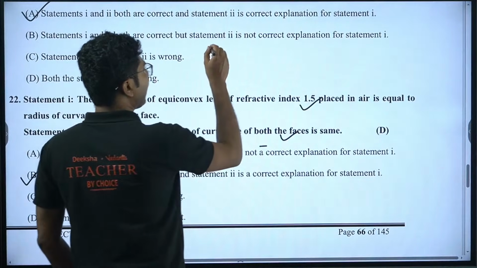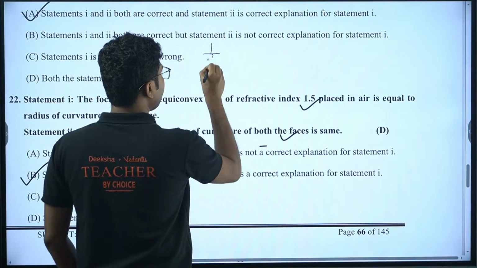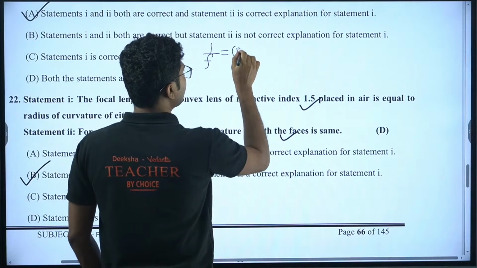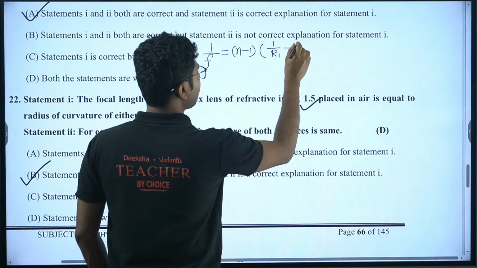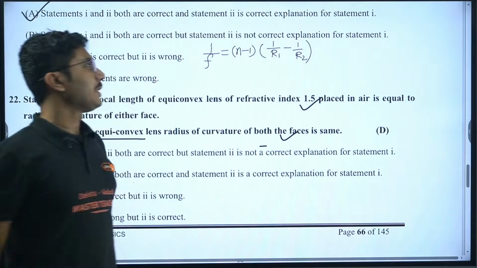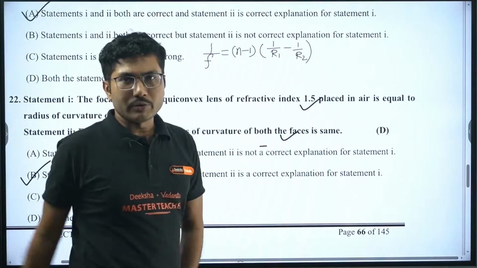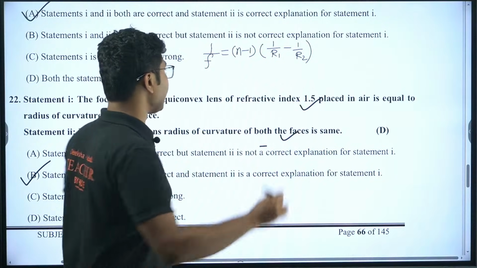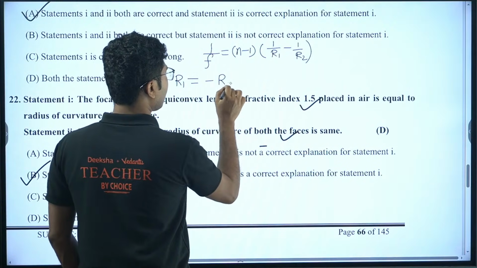So we know that from lens maker's equation, what is lens maker's equation? 1 by f equals n minus 1 into 1 by r1 minus 1 by r2. This is the formula. Now if it is not an equiconvex lens, then r1 is not equal to r2. Right, but in case of equiconvex lens, R1 is actually equal to minus R2.